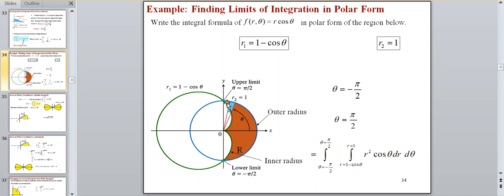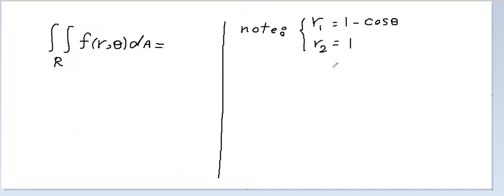But let me ask you something. If these two, minus pi over 2 and pi over 2, which are actually the intersection points of the circle and cardioid, are not given, how do you find them? How do you find minus pi over 2 and pi over 2? To find them, if they are not given, you have to solve this system. It means you have to put R1 equals R2.